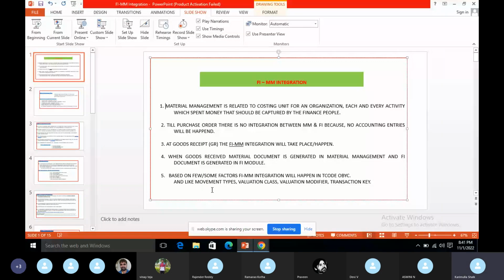So based on a few factors, FIMM integration will happen at the T code OBYC. The factors are movement type, valuation class, valuation modifier, and transaction key. Based on these, the integration will take place, and the document gets generated automatically in FI.